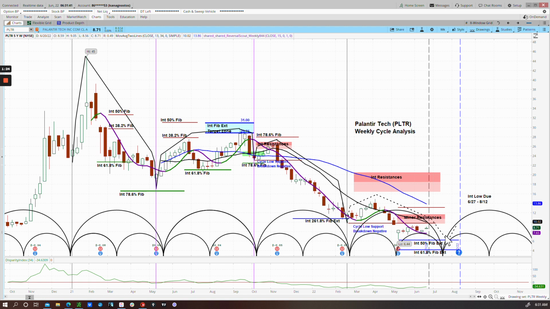Another thing I want to call your attention to on the chart is the momentum indicator, our proprietary reversal scout, which is the green and purple ribbon on the chart. Currently, we still have negative momentum.